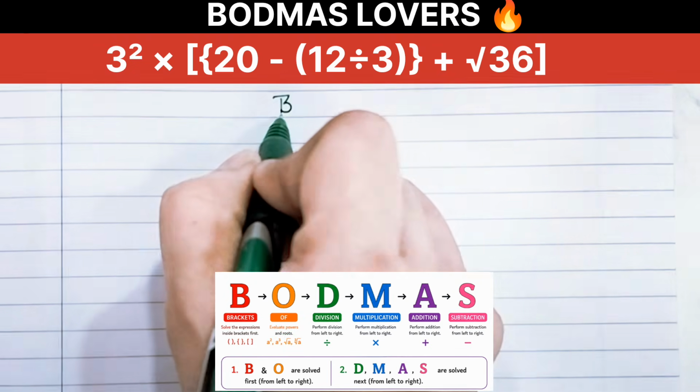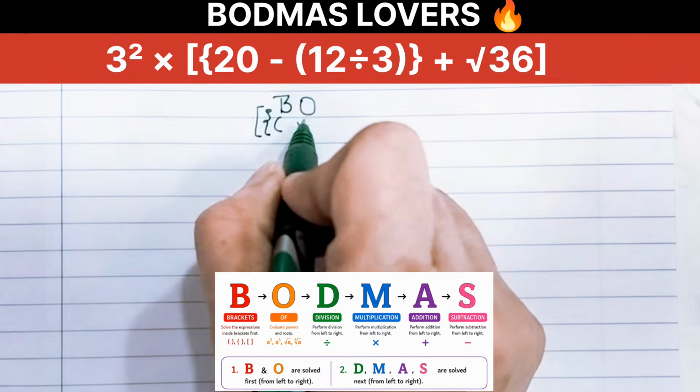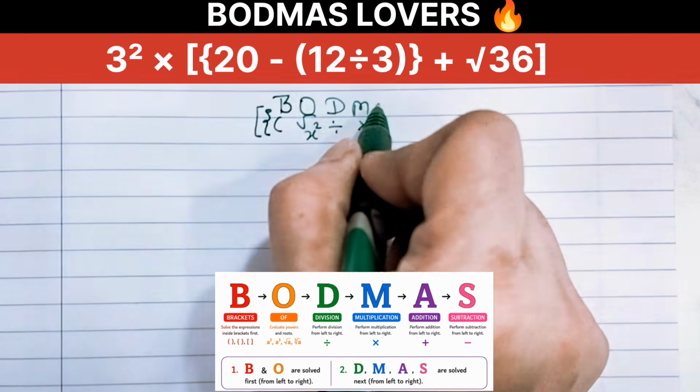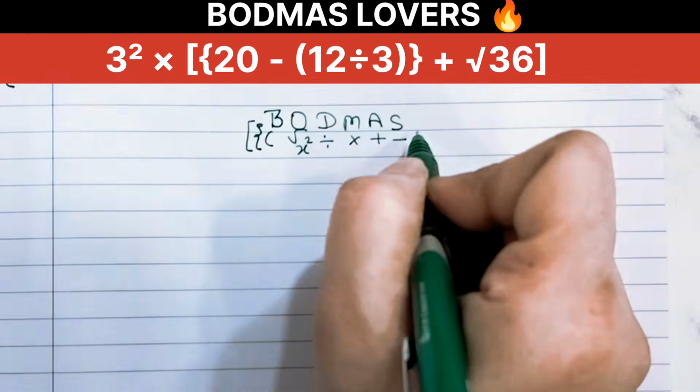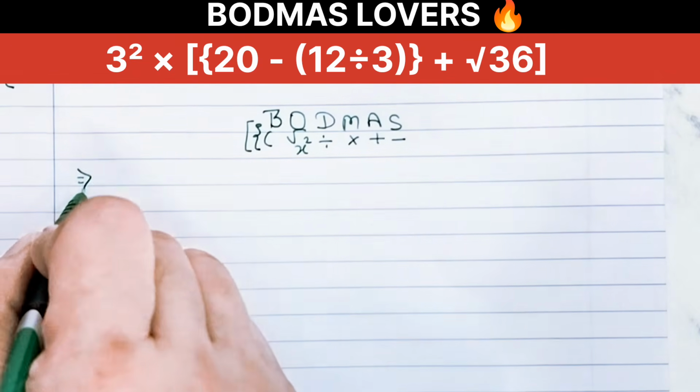BODMAS rule says first we solve the bracket: small bracket, curly bracket, then square bracket. O stands for order: we convert into multiplication, we solve roots and exponents. D stands for division, M stands for multiplication, A stands for addition, S stands for subtraction. Now according to this BODMAS sequence, we'll break down this expression with a step-by-step solution.